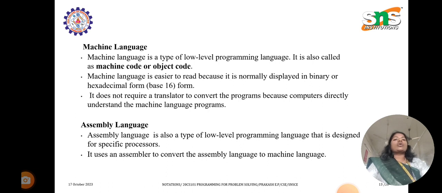The programs are written in zeros and ones. Then assembly language. Assembly language is also a type of low level language that is designed for a specific processor. An assembler is used to convert the assembly language into machine level language.